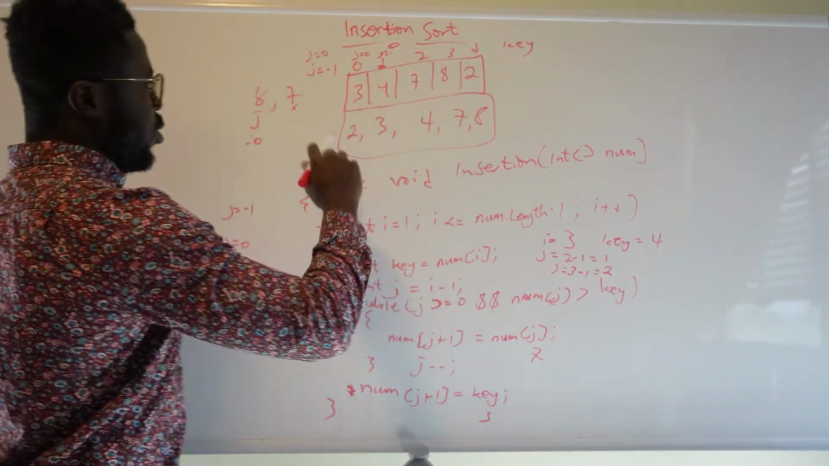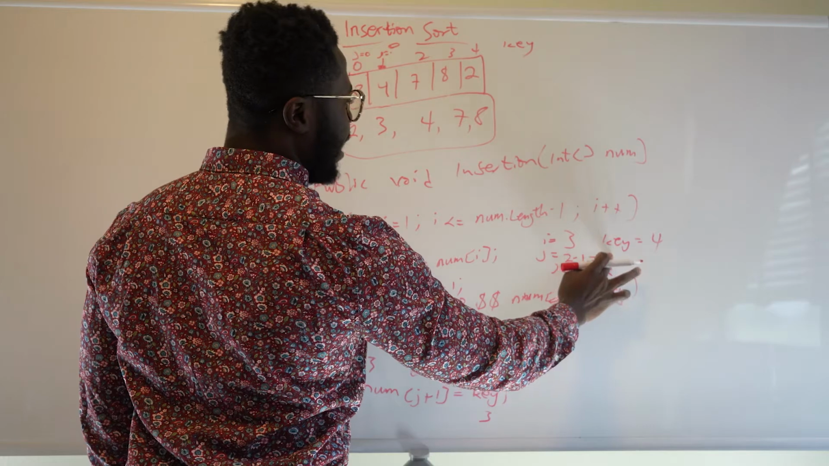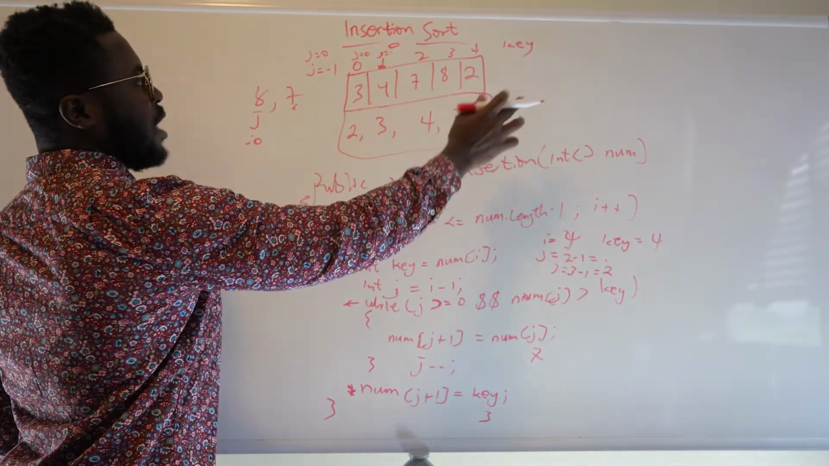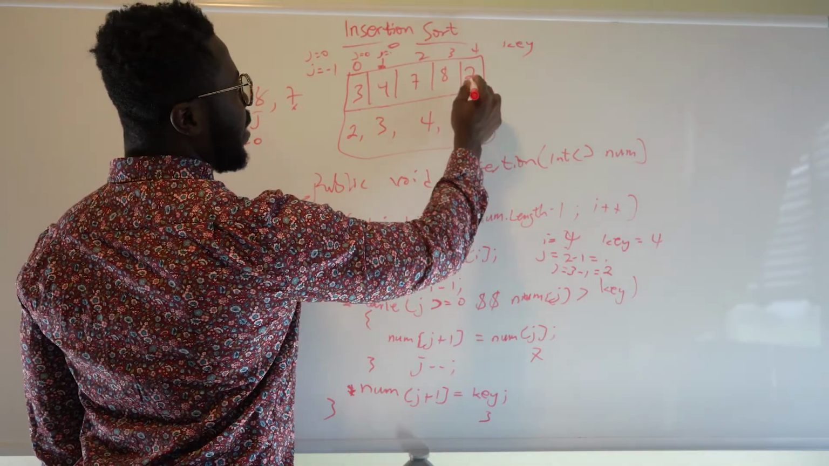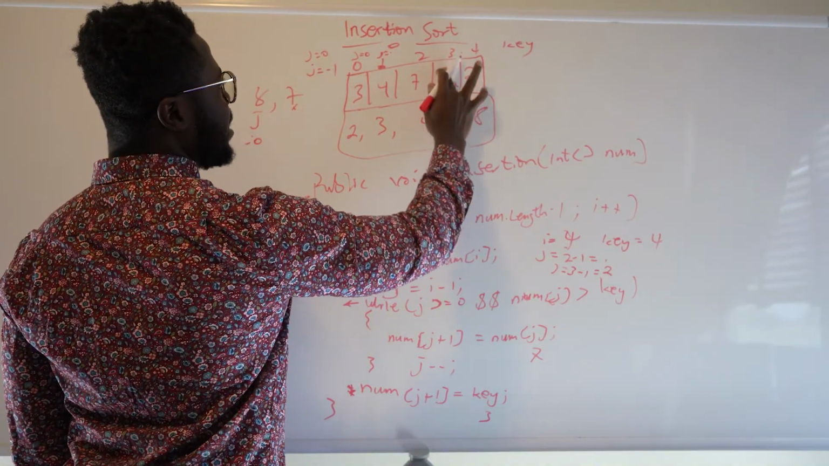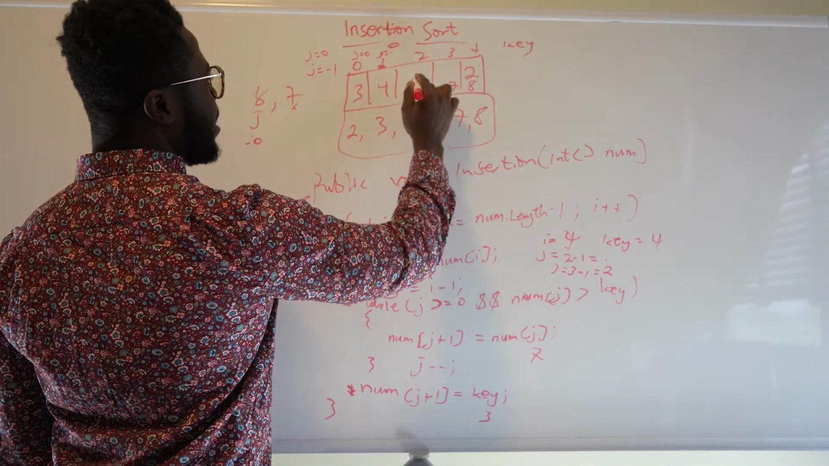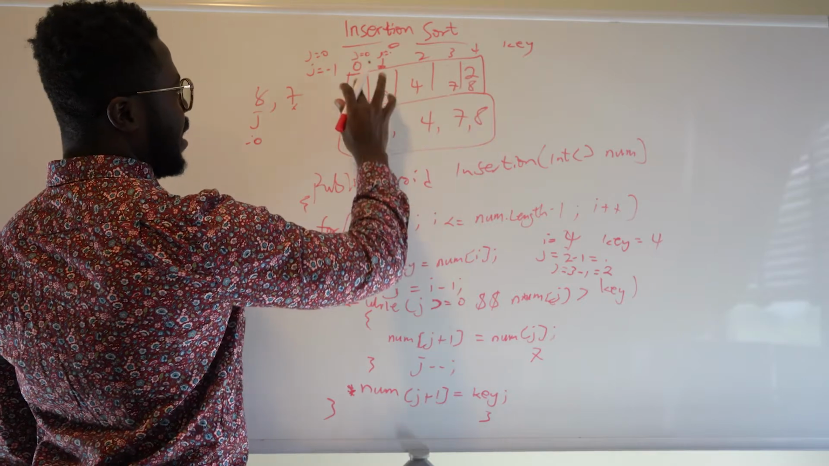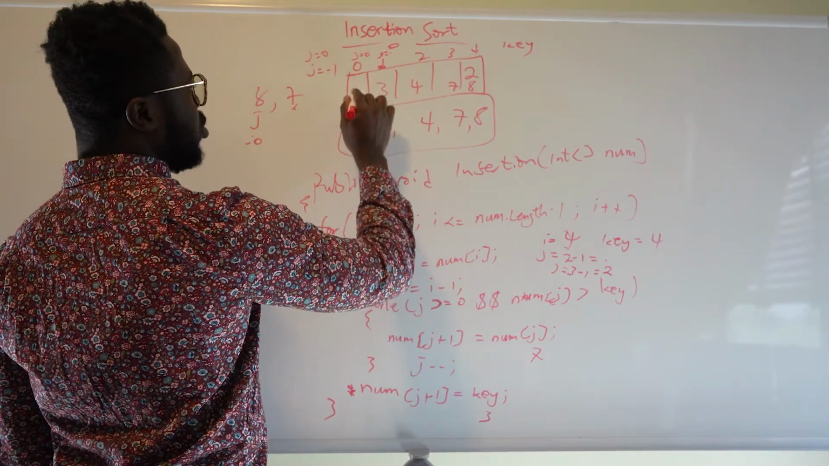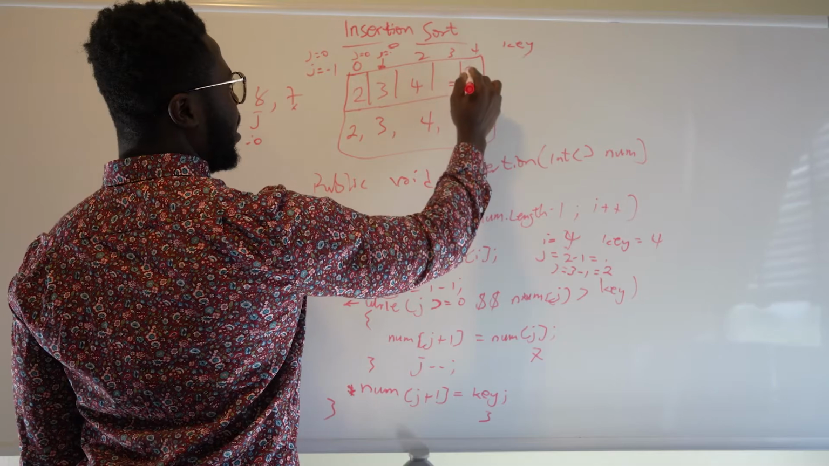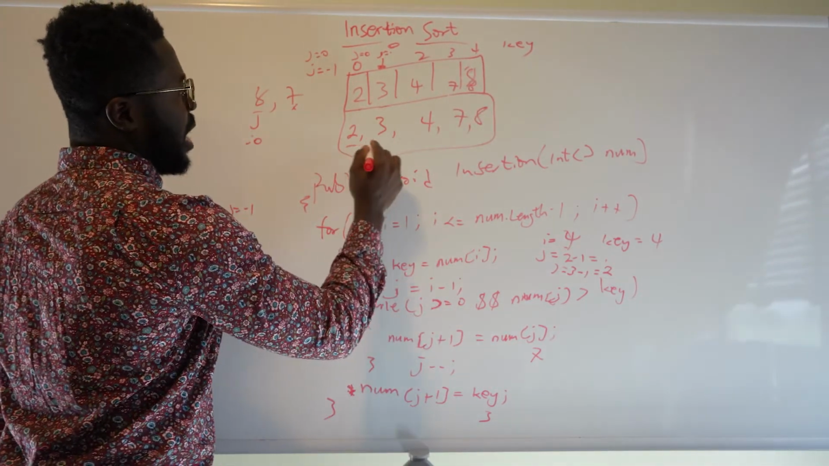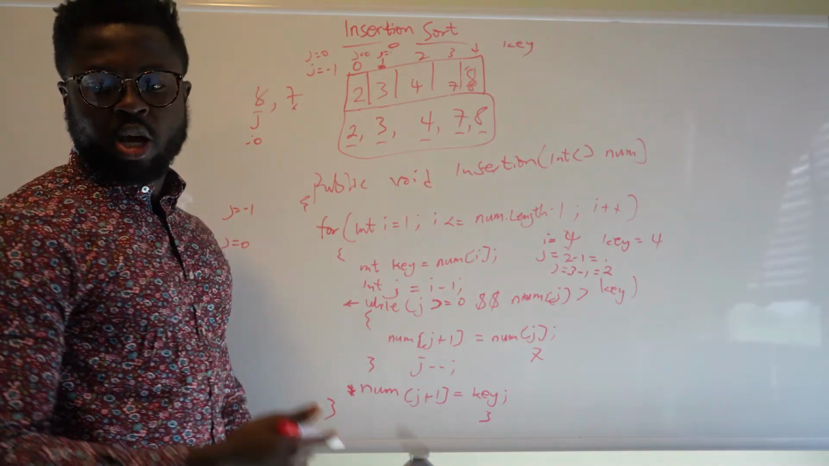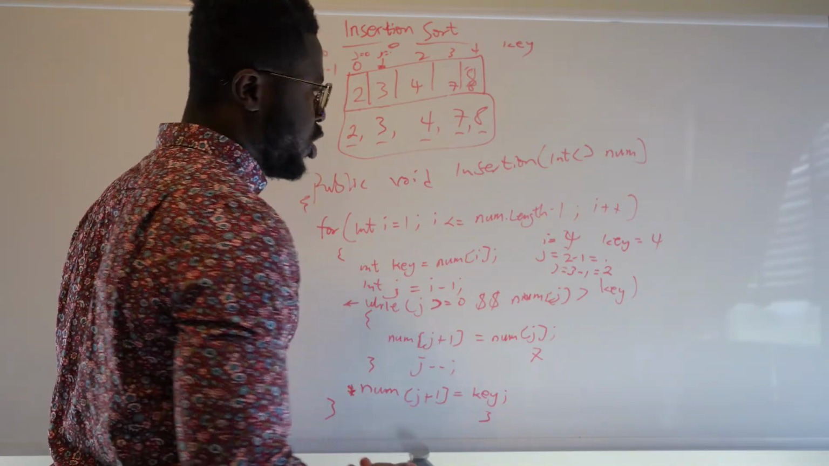Right? So then we increment i to 4, index 4, which is 2, and we will do the same. 8 will overwrite it, 7 will overwrite 8, 4 will overwrite 7, 3 will overwrite 4, then in the end we put our 2 here, and we get our sorted array. That is how insertion sort performs its operation.